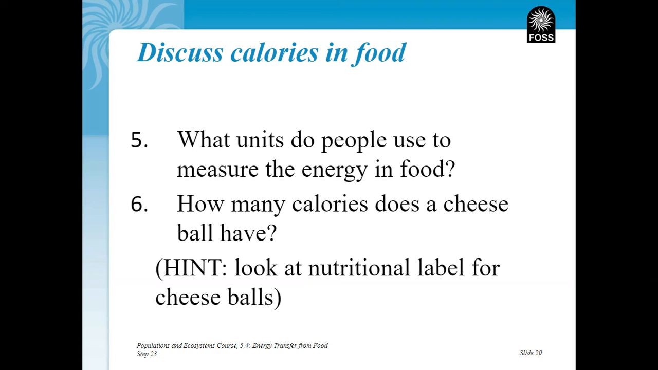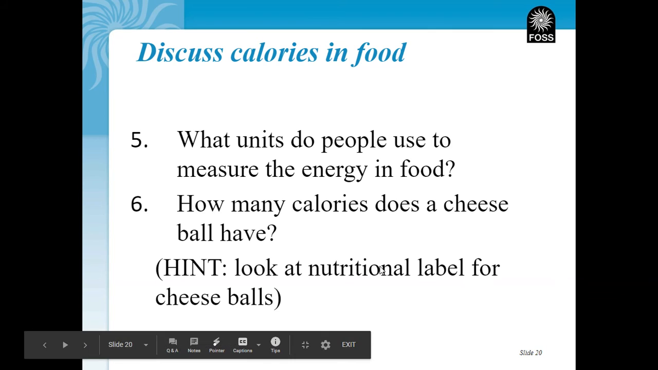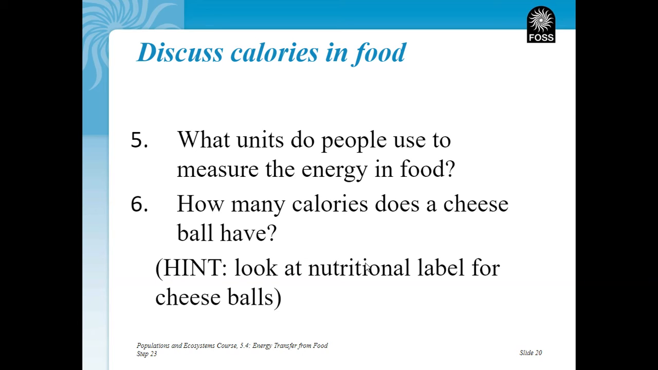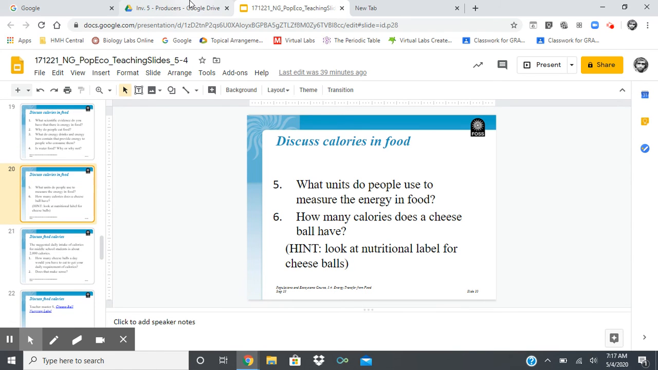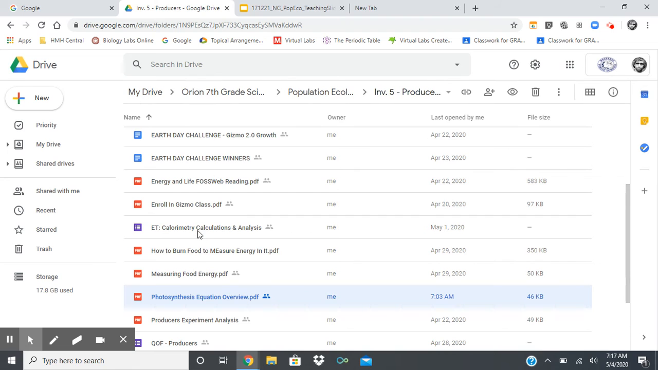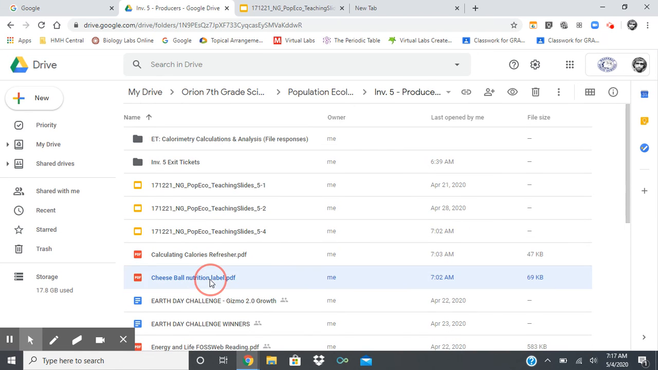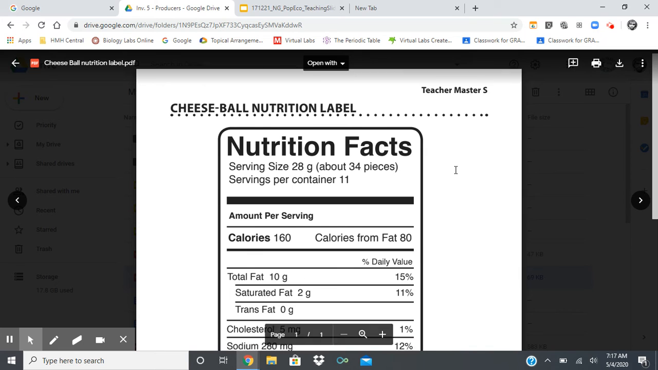So I want to take a quick look at the nutritional label for a cheese ball, just to show you what they look like, in case you've never seen one. I'm sure most of you probably have. And from that, we'll be able to figure out how many calories are in a cheese ball, so we don't have to burn it. And we can do some other things from that as well. Keeping in mind that if you eat a cheese ball, your body breaks that down and releases the energy for you. So if we go back, I'm going to pull up our cheese ball nutritional label here, and we can see that you've seen some of these boxes before.